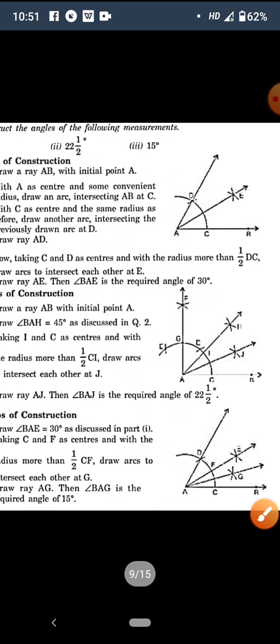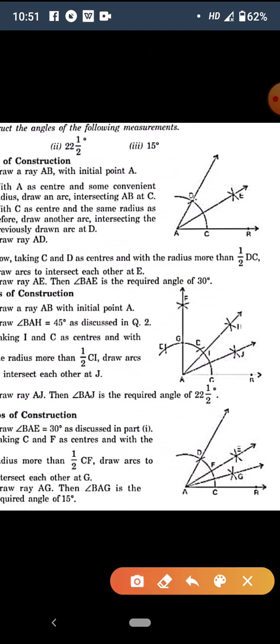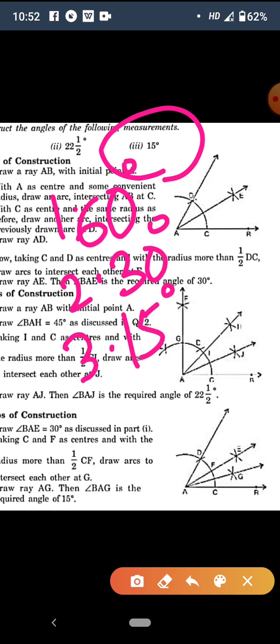Then 15 degree, then you must be clear whose half is 15 degree. 15 degree is the half of 30 degree, and 30 degree is the half of 60 degree. So for making an angle of 15 degree, you have to follow three steps. Firstly, draw an angle of 60 degree, then draw an angle of 30 degree, and then at last you will draw an angle of 15 degree.